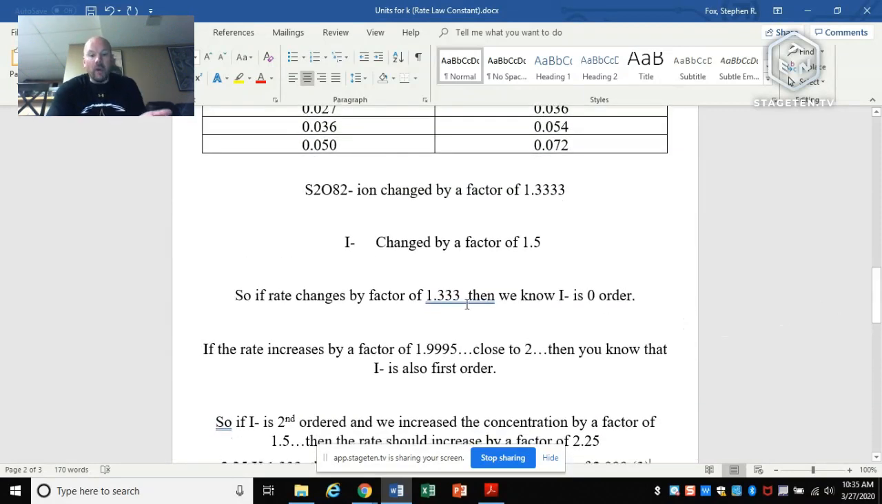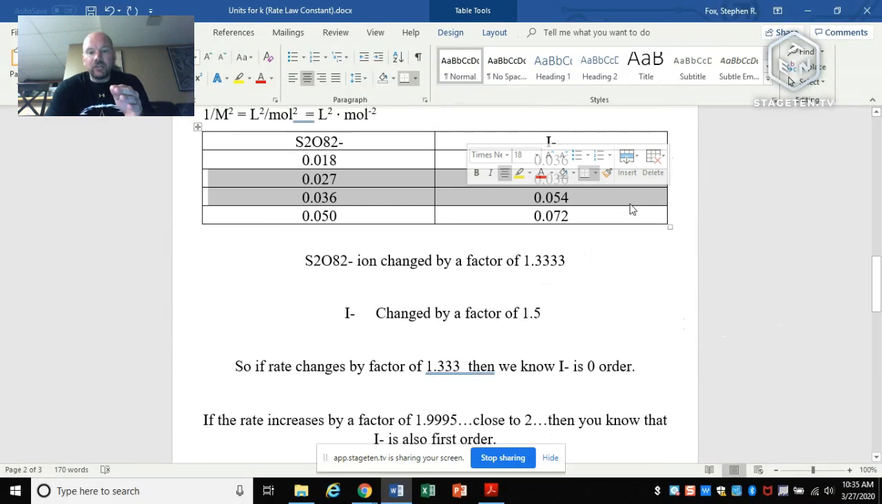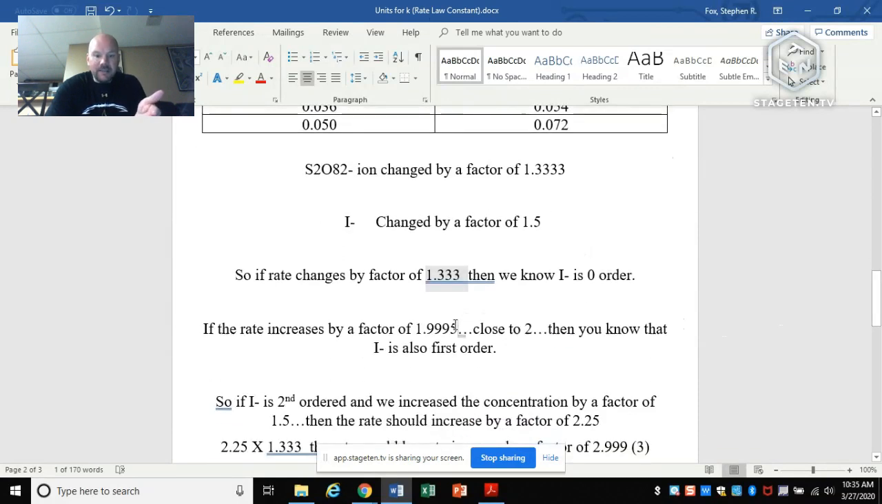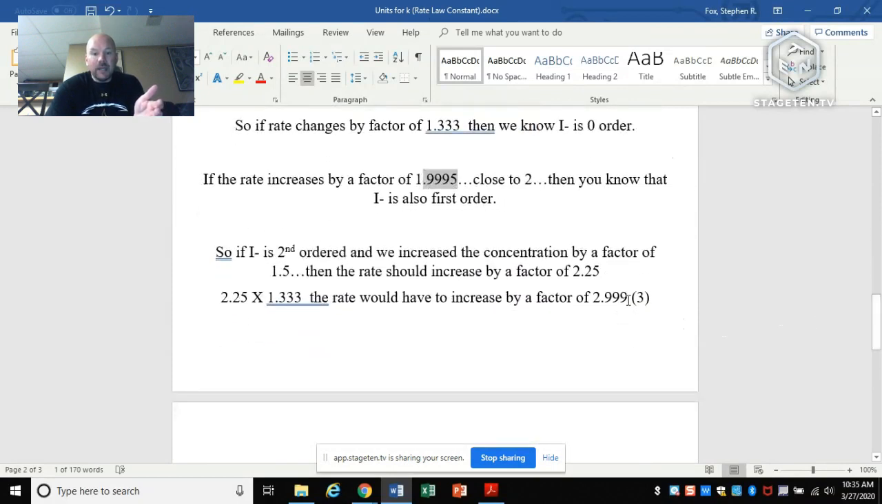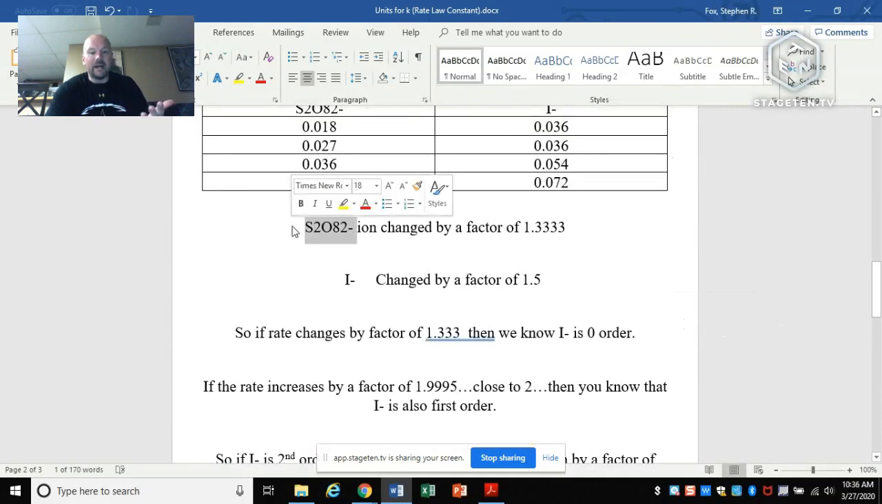Okay, so we were comparing trials 2 and 3. What I'm going to do is take the rate from trial 3 and divide it by the rate of trial 2. If it comes out to be this number, then I know I minus is zero order. If it comes out to be this number, then I minus is first order. If it comes out to be this number, then I minus is second order. And this is all predicated on the fact that we figured out what this ion's concentration was. Okay, so let's do that.